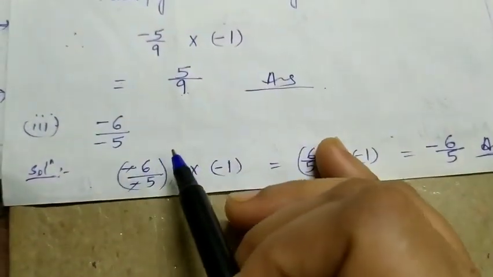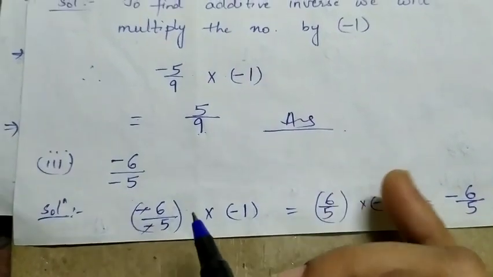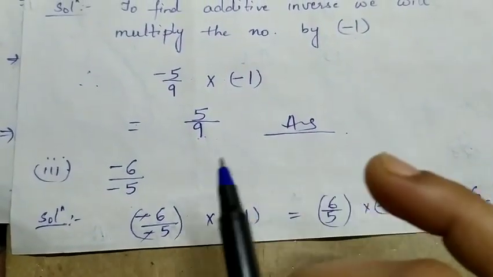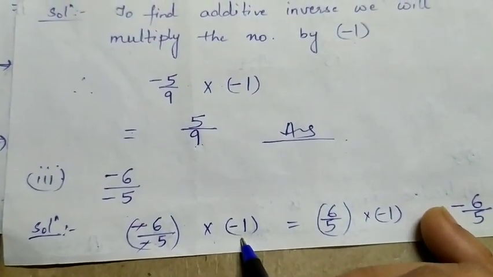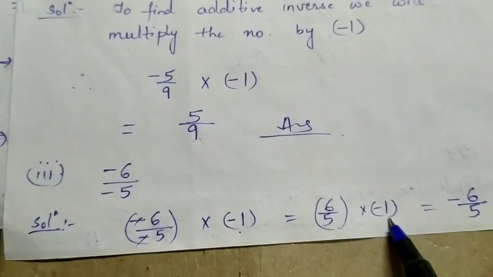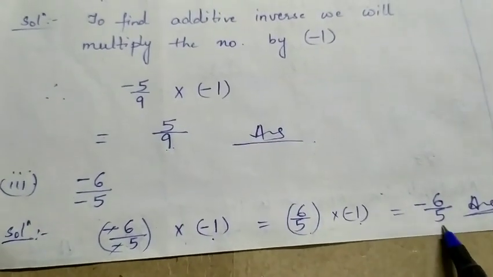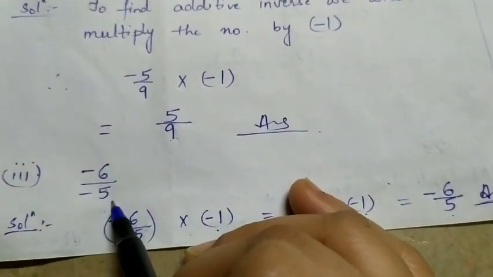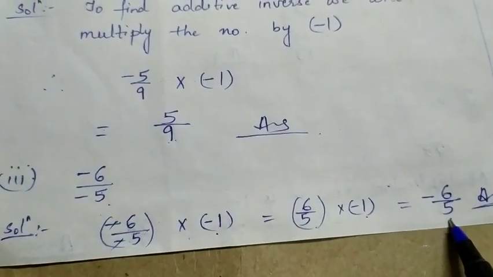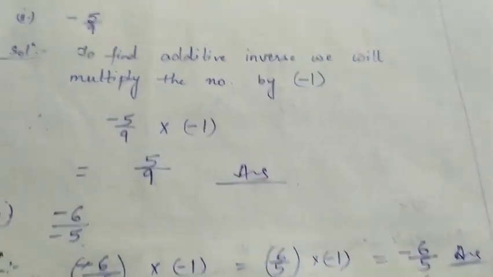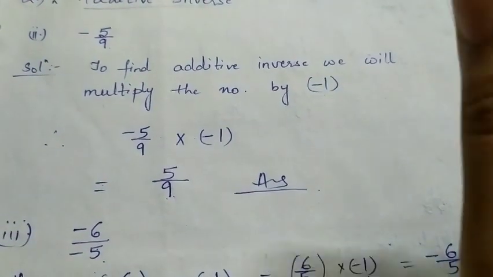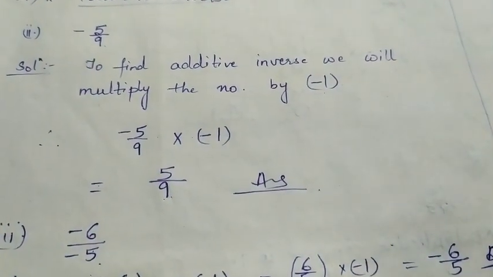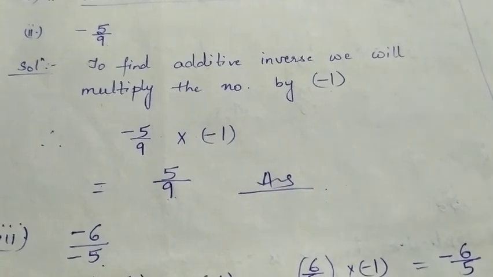The second, I have done is minus 6 by minus 5. So what we'll do, this minus will get cancelled out. I hope you are getting this, and then this will be multiplied by minus 1. So it is 6 by 5 into minus 1, and it will give you minus 6 by 5. So the additive inverse of minus 6 by minus 5 is minus 6 by 5. I hope you can do this additive inverse. In additive inverse, we simply have to multiply the rational number by minus 1, and it will give you the additive inverse of the number.